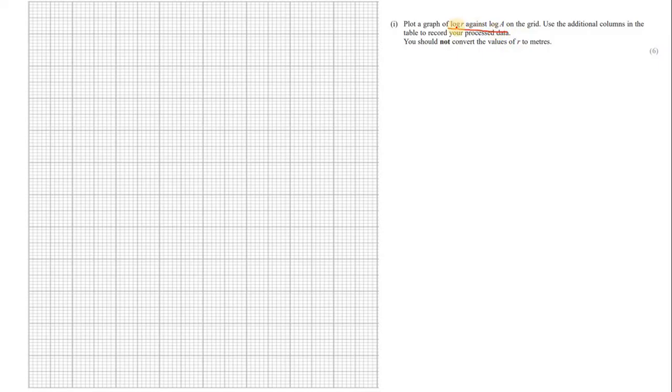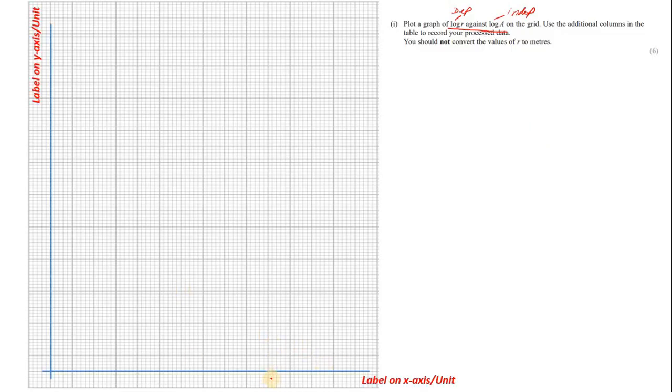So before "against" we have log of r. This is the dependent variable, and this is the independent variable. The reason is, when you select the axes, on the axis we need to choose the label. We need to label the axis. This is 1 mark. You need to label the axis with the proper unit if there is some unit. If there is no unit, it's fine. But if there is a unit and you don't write it, you will lose marks.